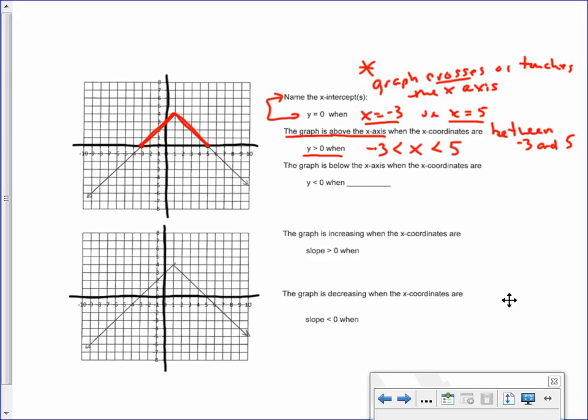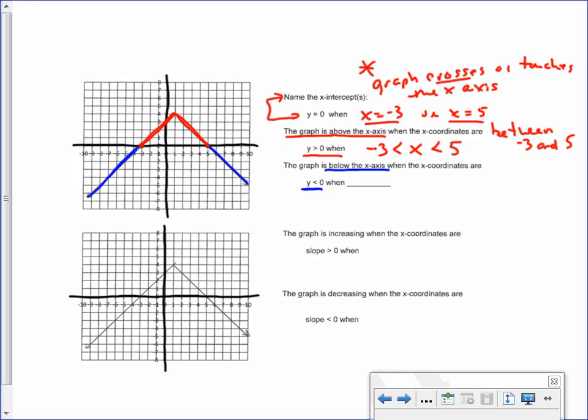So I'm going to switch colors. The graph is below the x-axis, and that's the same question as saying when is y less than 0, when is y negative. And we're going to sort of color that in. I suggested that you do this with color or with highlighters until you get a handle on it. And these are not between two different numbers. These are in two separate places.